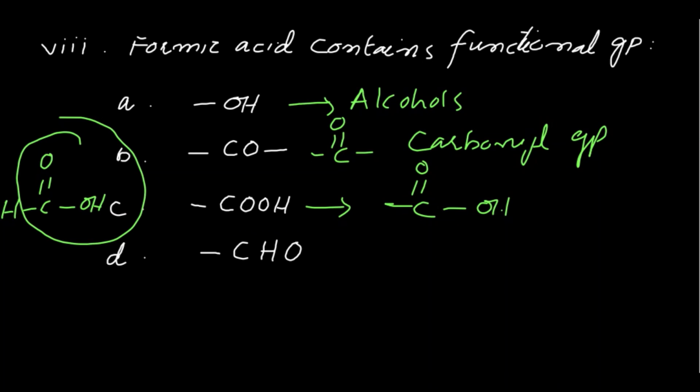So which is the correct option? Option number C is the correct option. Now option number D is a CHO group. A CHO group is known as aldehyde, a formyl group, right? And this formyl group is usually present in aldehydes. Aldehydes. So option number C is correct. Dear students, I hope the MCQs are clear to you.